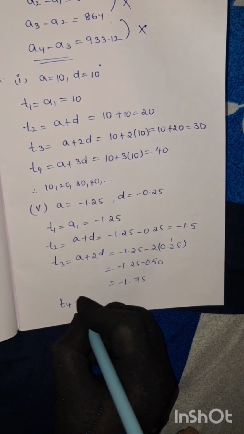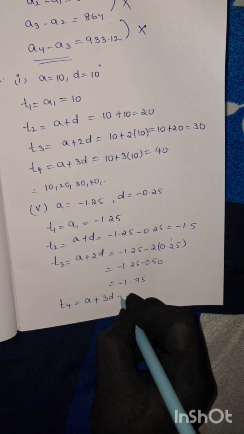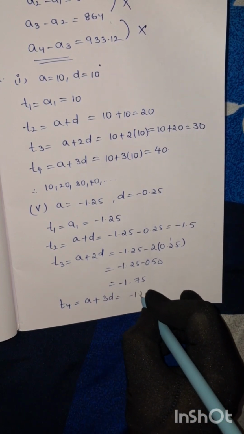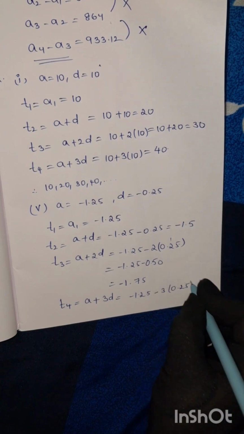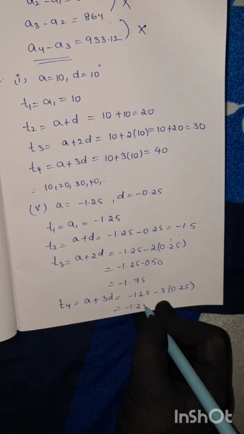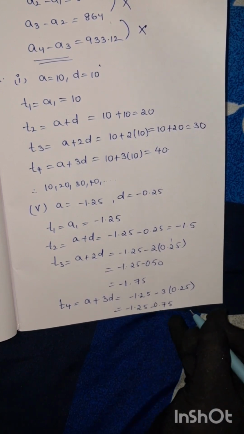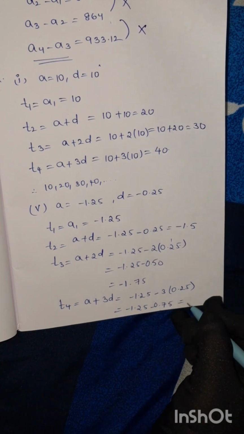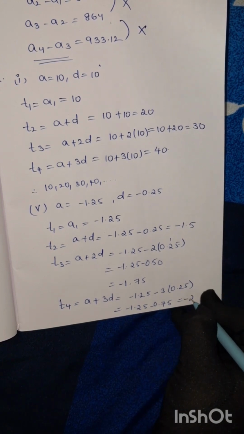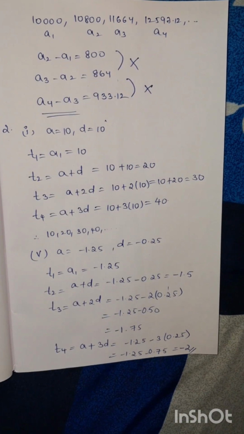Next, the fourth term is what? A plus 3D. So minus 1.25 minus 3 into what is D? 0.25, right? So minus 1.25 minus 0.75: 3 5s are 15, 2 2s are 4, 5 plus 5, 10, this will be minus 2. So like this you have to write the terms if they have given you A and the D value for an arithmetic progression.